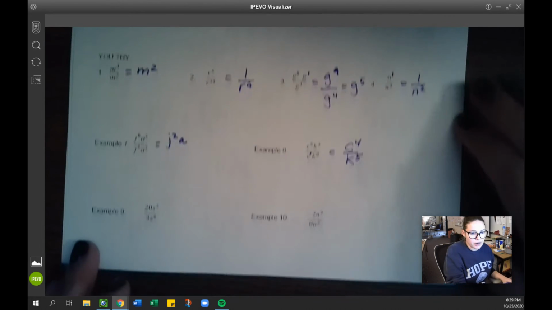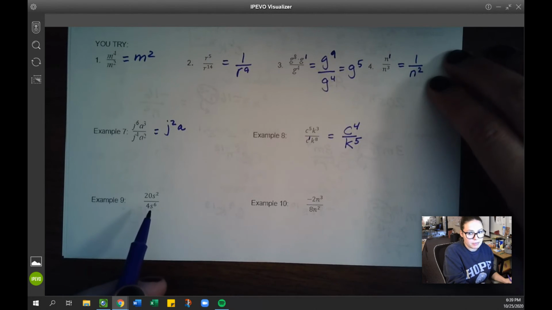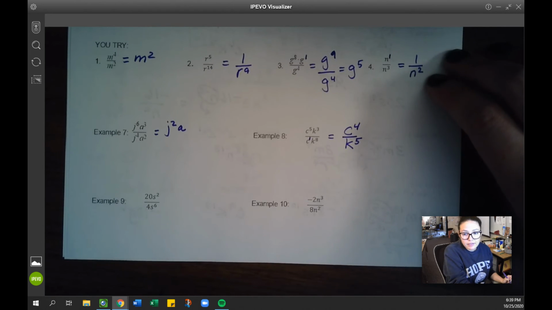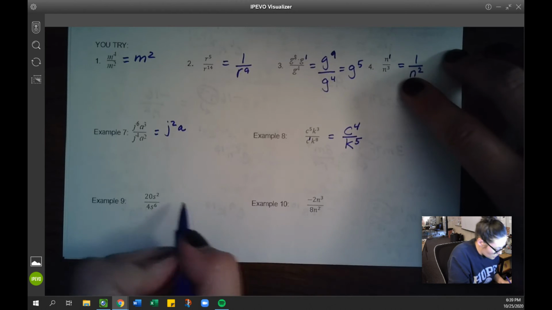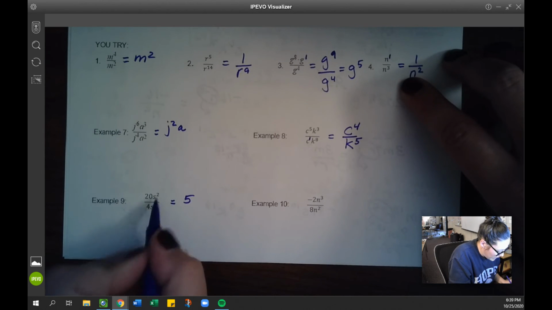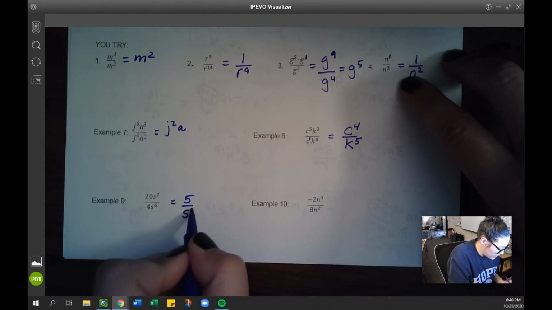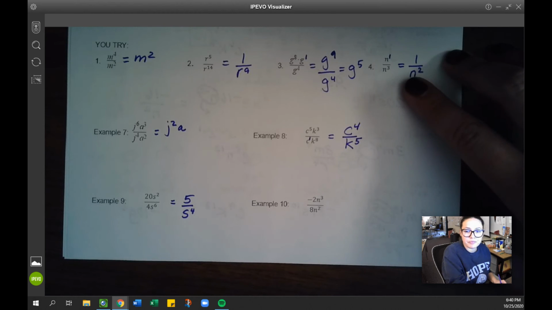All right, let's keep rocking and rolling here. Again, 20 divided by 4. These are normal numbers. So guess what? 20 divided by 4 is still 5. I'm not going to do 20 minus 4. So this is 5. However, S's, these are powers, so I'm going to subtract the exponents. Are there more on the top or on the bottom? More on the bottom. How many more? 4. So I'm going to have 5 over S to the 4th.